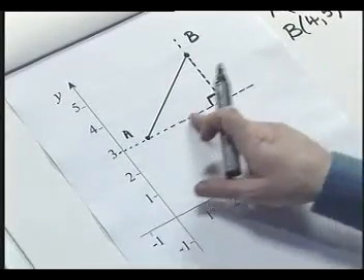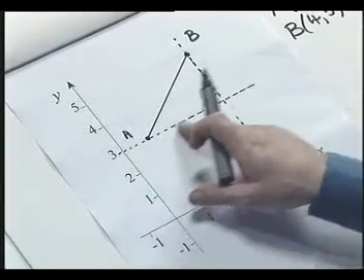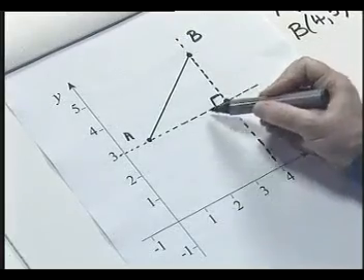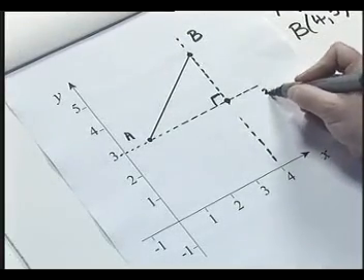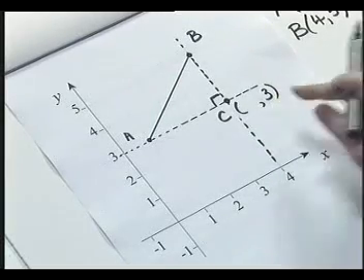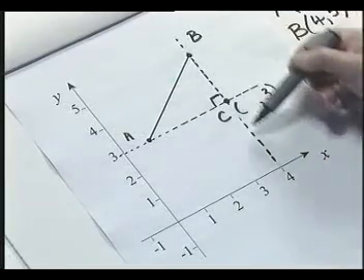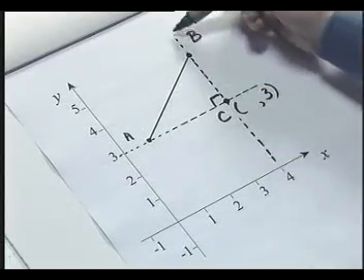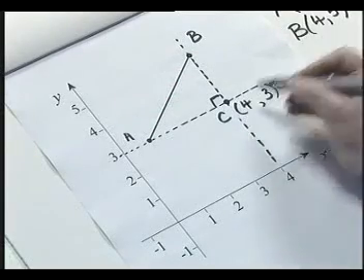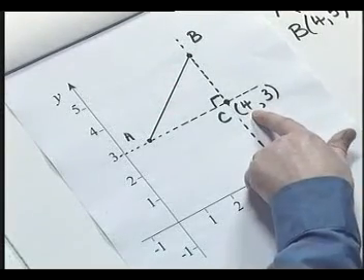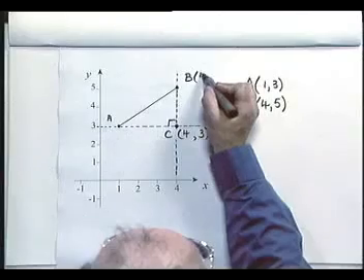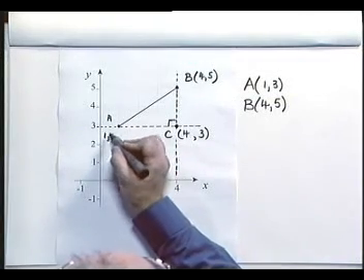Anywhere along this horizontal line has a y-coordinate of 3. So in particular, the y-coordinate at this point here, where the right angle is, must be 3. Let's call this point C. Its y-coordinate must be 3. Now, anywhere on this line has an x-coordinate of 4, the same as the point B. So the x-coordinate here must be 4. So now we know the coordinates of this point as well. Let's put the coordinates of B in, 4, 5, and A in, 1, 3.